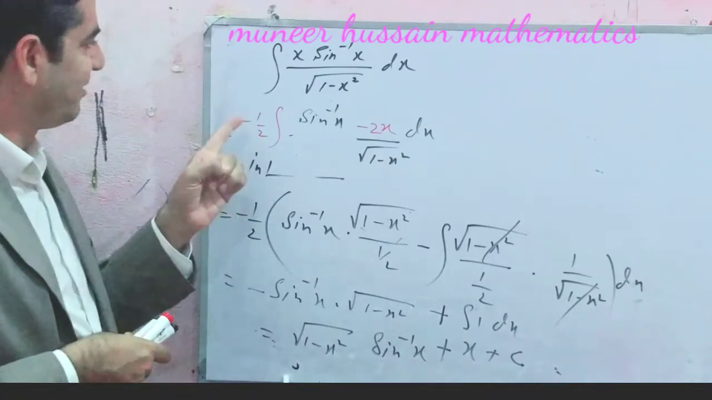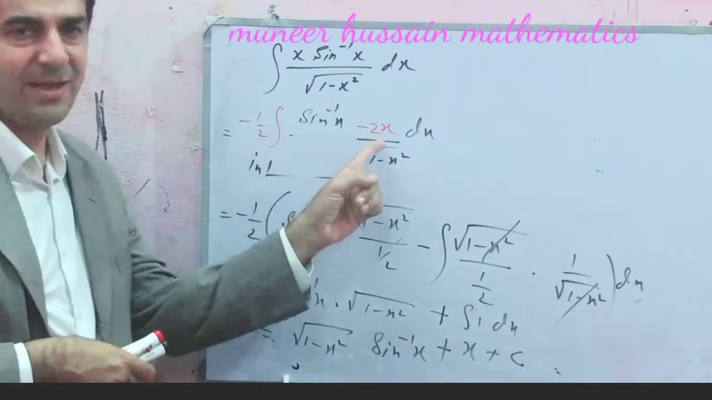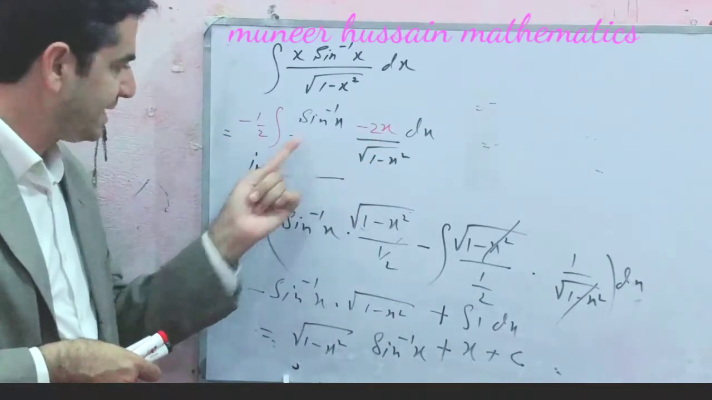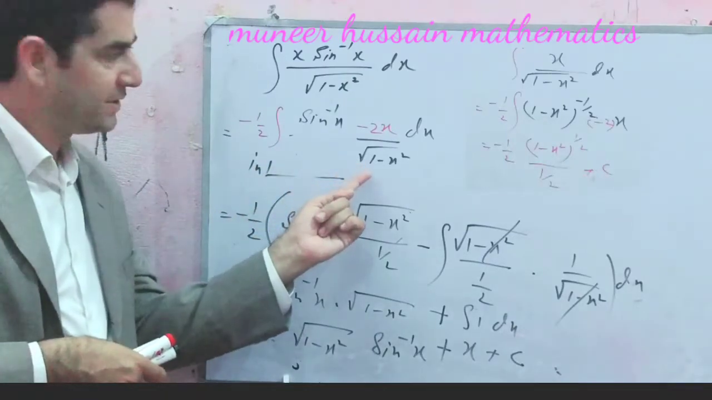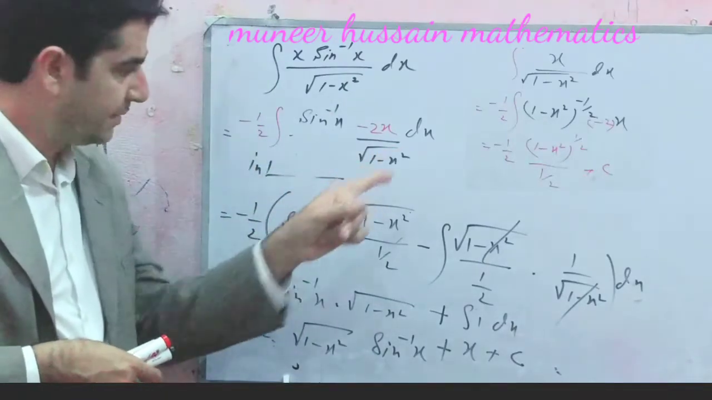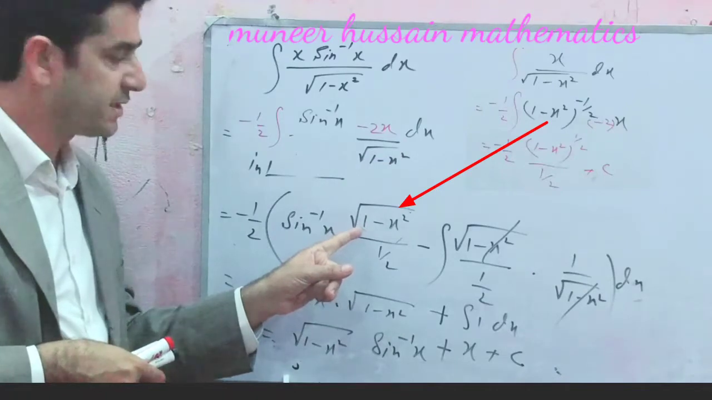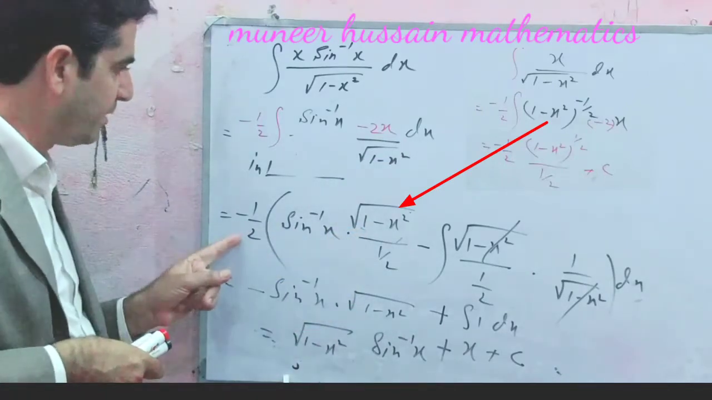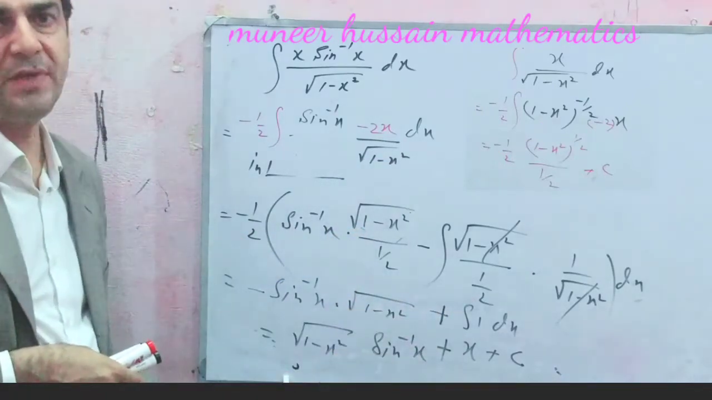Again, you can see I have made minus 1 by 2 and minus 2. That is sine inverse x, simple. That is its integration. 1 minus x square, I have already made 1 minus x square square root by 1 by 2. These 1 by 2 will be removed. So our question is very easy.